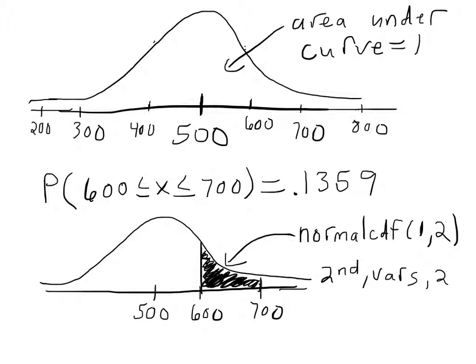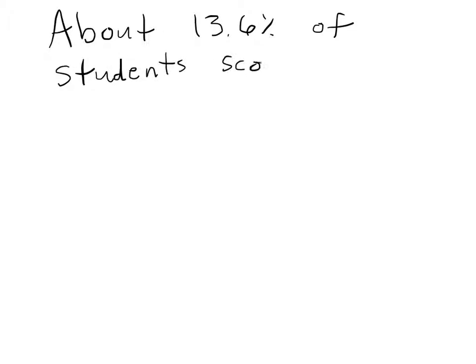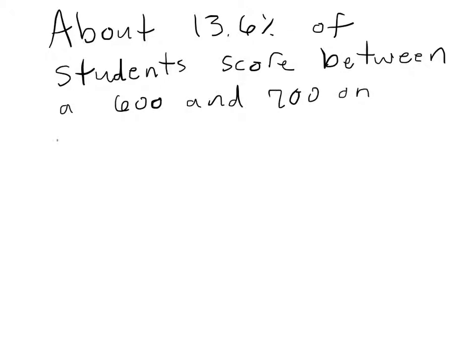So if I wanted to interpret that answer, I've got to go to a new slide. But what that probability is telling me is that about 13.6% of students score between a 600 and 700 on the math SAT. Again, this is only true assuming that the distribution is approximately normal with a mean of 500 and a standard deviation of 100, which somebody told me once. I should probably go and check to see if that's actually accurate. I've never read that on the official College Board website.